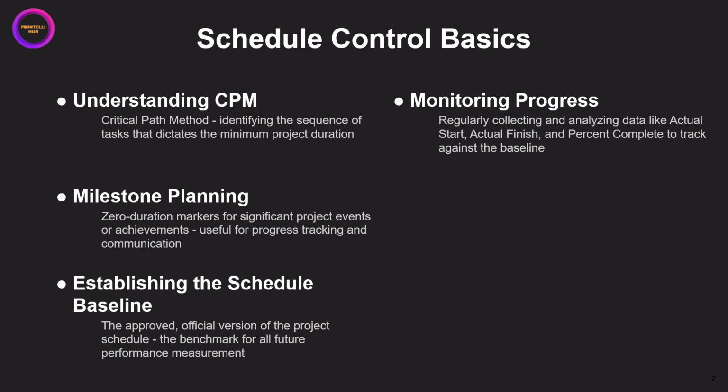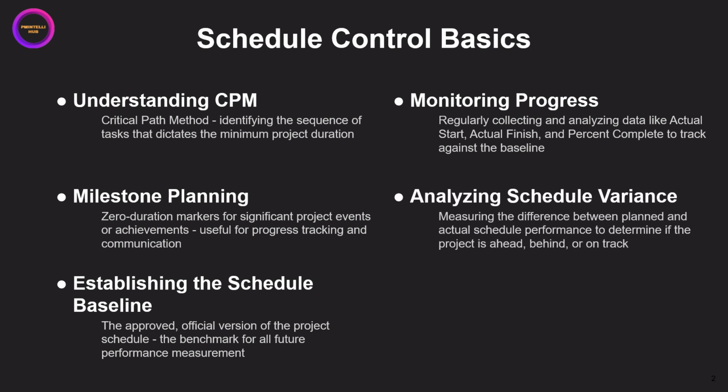Detecting a problem leads us to our next point, analyzing schedule variance. Once you have your planned data from the baseline and your actual data from monitoring, you can measure the difference between them. This is schedule variance analysis. It's a quantitative way to determine if the project is ahead of schedule, behind schedule, or right on track. This analysis helps us understand the magnitude of any deviations.